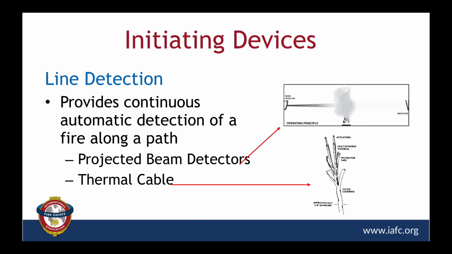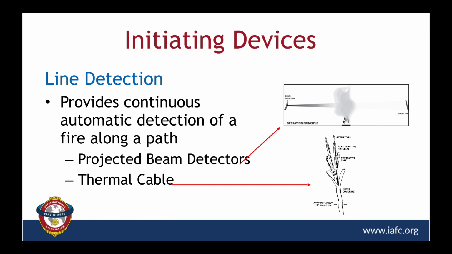Another type of automatic initiating device is a line type, which detects a fire along a continuous path. Two examples are projected beam smoke detectors and heat sensitive cable. Now, looking at beam detectors. They are often used in large open spaces, such as atriums, convention halls, auditoriums, gymnasiums, and where a building or portion of a building has a very high ceiling.